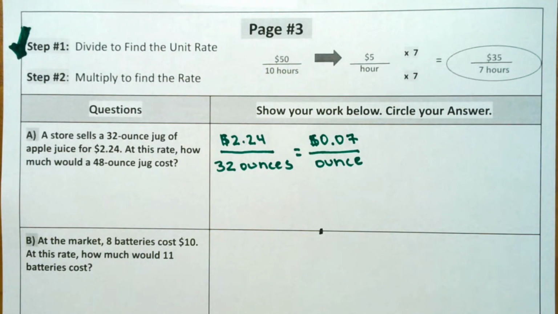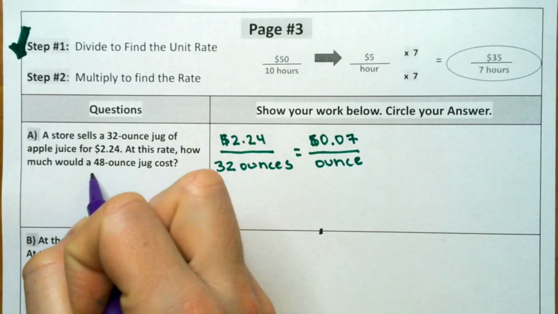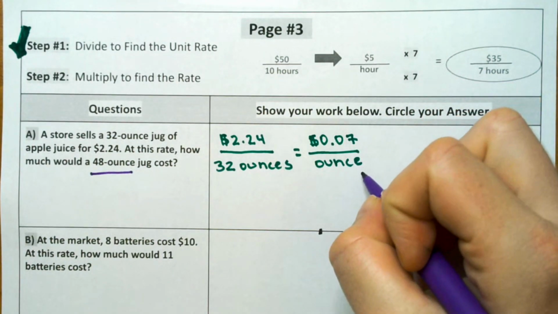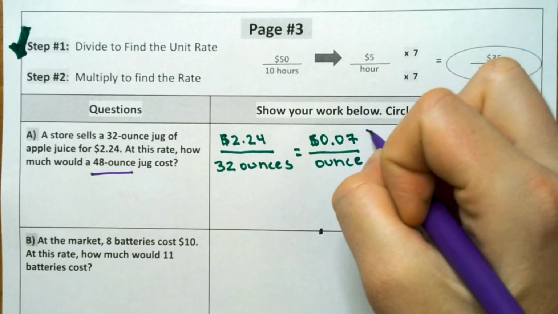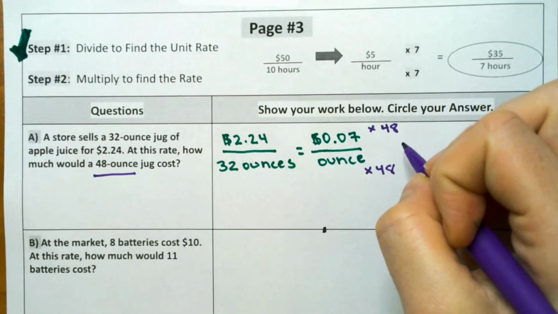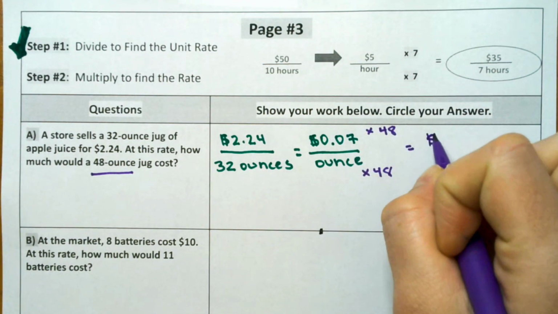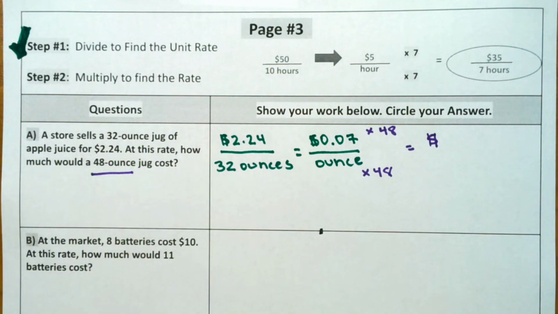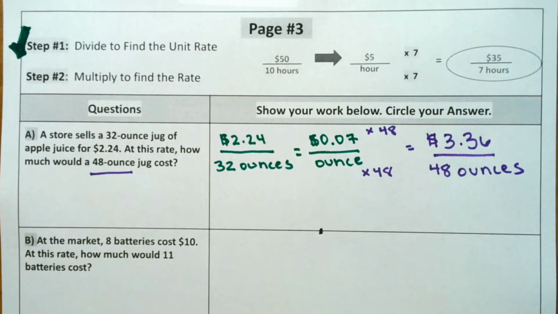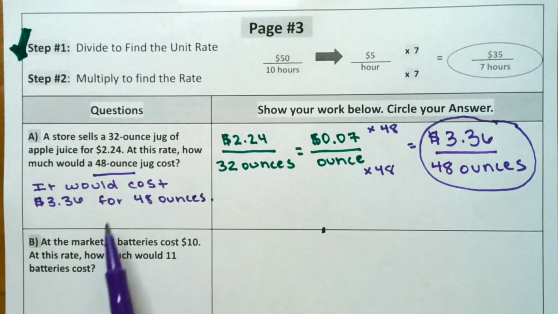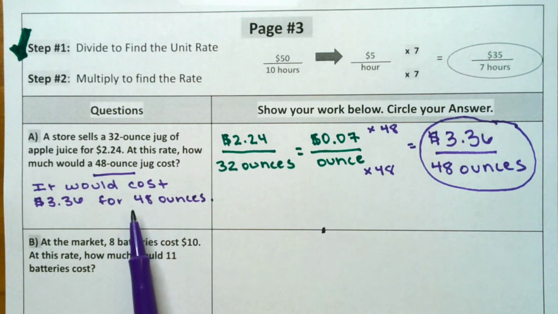Step number 2, we're going to multiply to find the rate. We want to know how much it costs for 48 ounces. So I'm going to multiply our ounces and our dollars by 48. And 7 cents times 48 is $3.36. So we get $3.36 for 48 ounces, and we'll circle our answer. Then if you want, you can write a sentence over here answering the question.